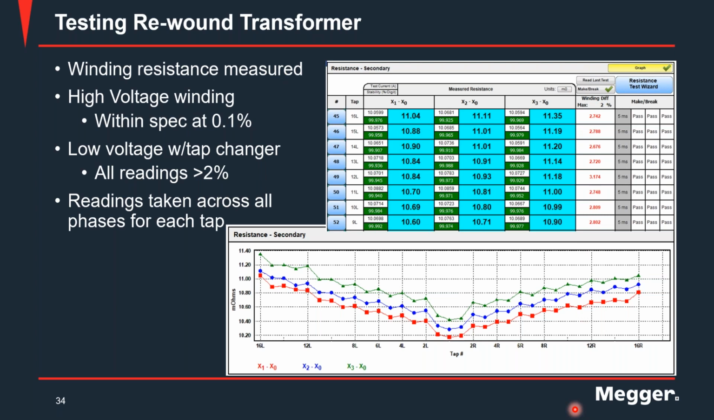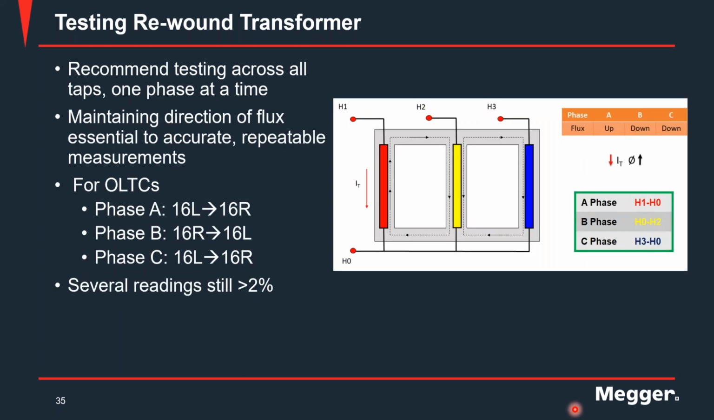Now, in response to that, one of the key things that was recommended was that testing should be performed across all taps, one phase at a time. So you want to stay on the same phase and cycle through all the taps. And that's done because you need to maintain the direction of flux, and maintaining that proper direction of flux is going to be extremely important, such that you get a repeatable winding resistance measurement and an accurate winding resistance measurement.